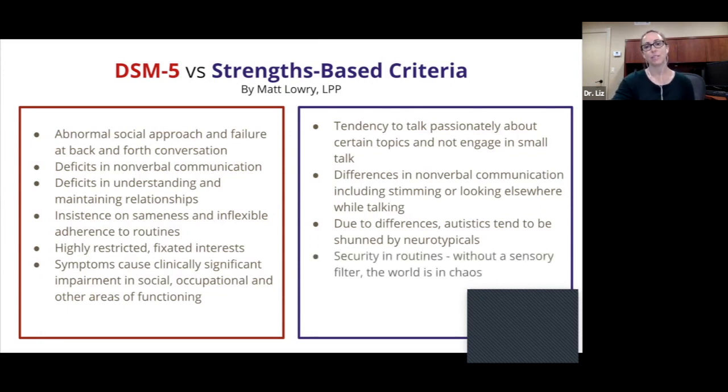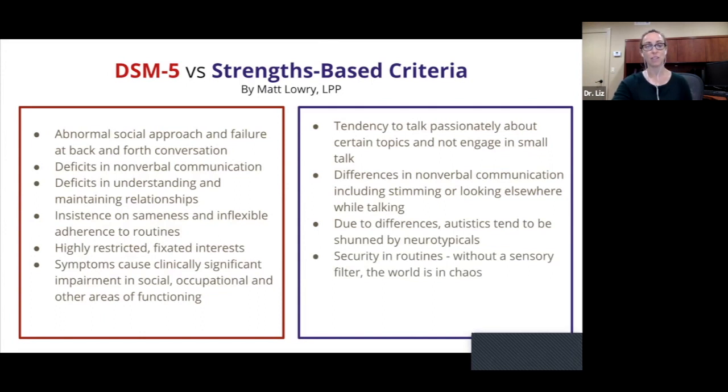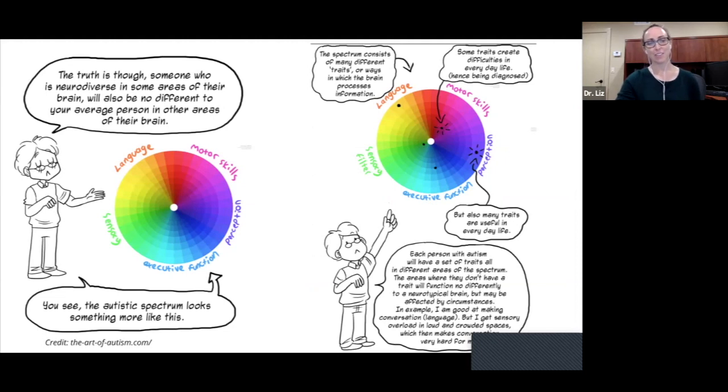Insistence on sameness or inflexible adherence to routines can be thought of as finding security in routines, as a really healthy way to cope with the fact that when you don't have a sensory filter, the world is in a pretty chaotic state a lot of the time. And of course, highly restricted fixated interests also become the passions that individuals are able to pursue at such a deep level and become the things that change the world. And instead of symptoms causing clinically significant impairment, Matt says these traits tend to cause distress in other people. This is another reframe that I find really, really helpful in explaining autism to kids and parents.